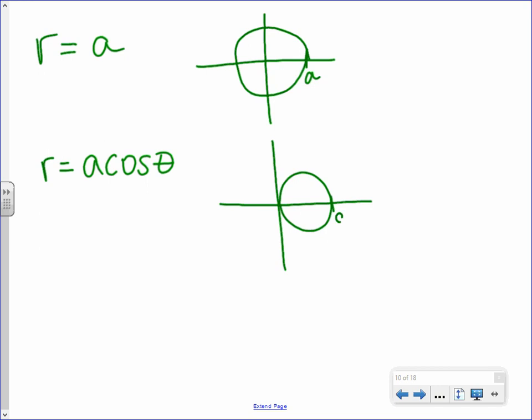Okay, here's what we were talking about earlier. If you have r equals a cosine theta, you're going to have a circle to either the right or the left of the pole. And a is now giving you the diameter, because that's how far we are from the pole. Now, how do we know whether it's to the right or to the left? Positive to the right, negative to the left.